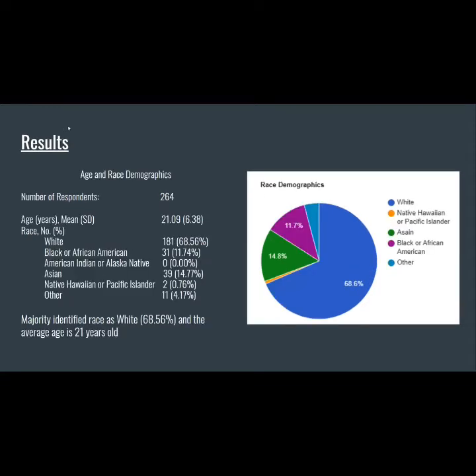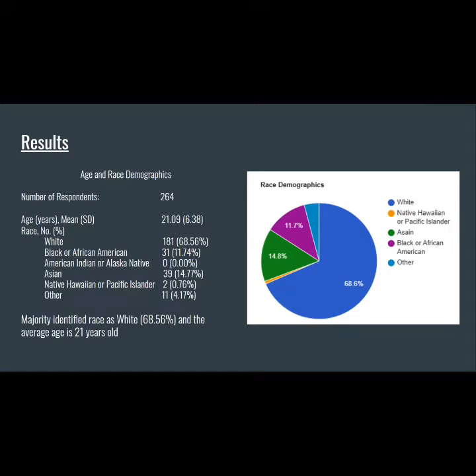Two other demographics we were able to look at were age and race. The average age in our population was 21.09 years old. The standard deviation from this mean was 6.38. For race, we gave respondents 5 distinct choices and included a 6th option labeled other if their race was not listed. Respondents were only able to choose one answer.